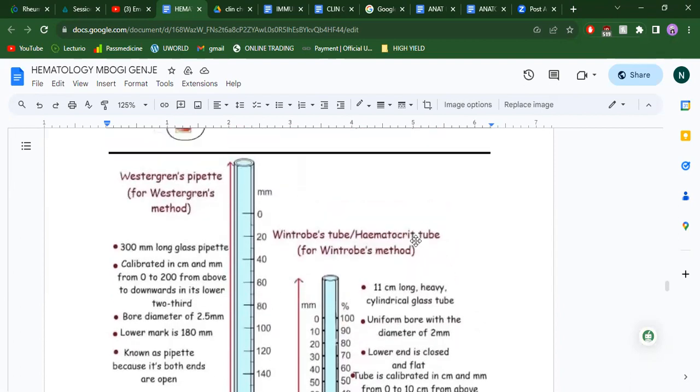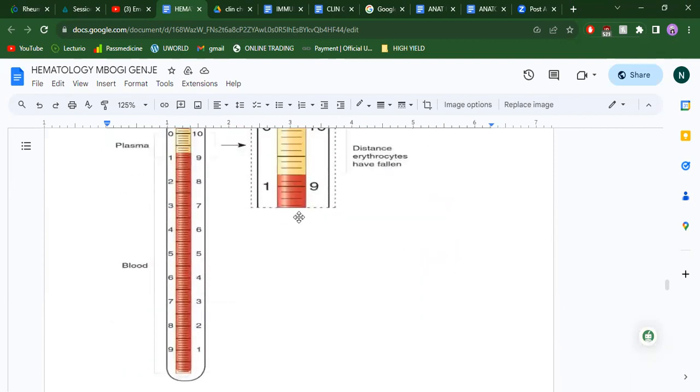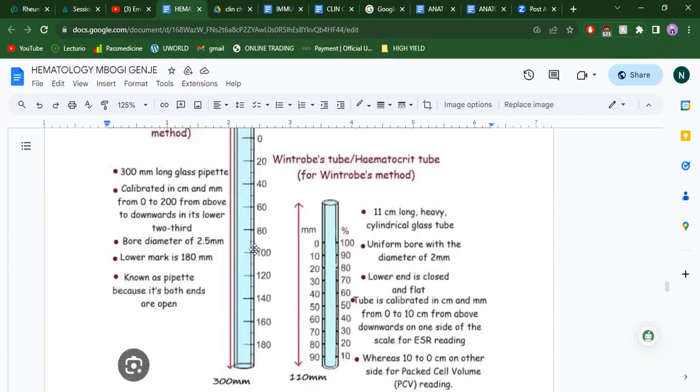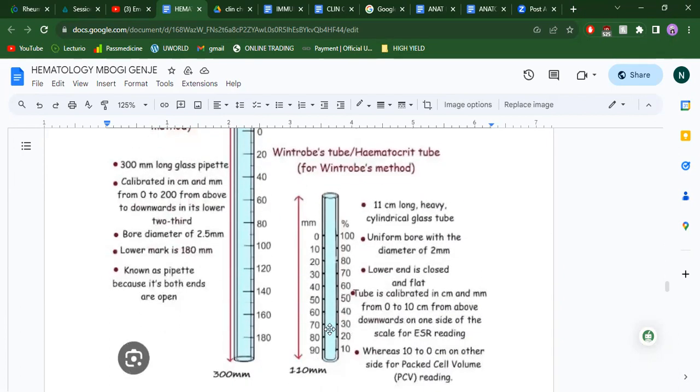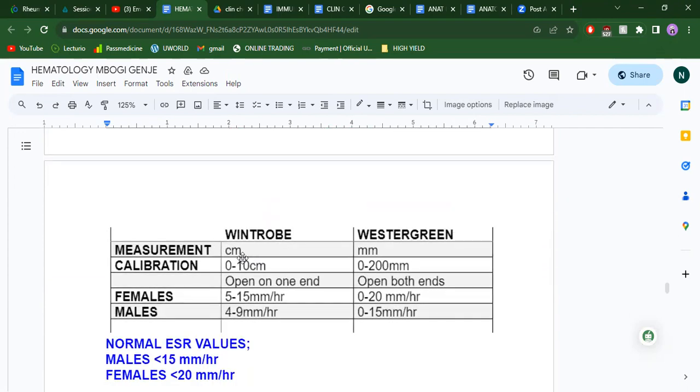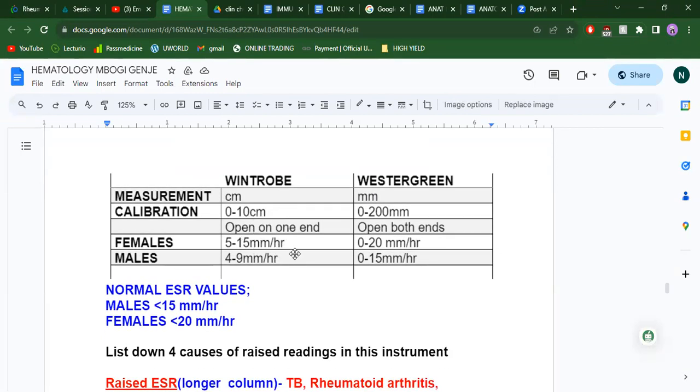Basically, just check where the closure is. I find the closure easy. This one is open at both ends: Western Green. Winthrop is closed. Measurement in centimeters; this one is in millimeters. Calibration 0 to 10, open on one end is Winthrop. Western Green is open at both ends. Then the ESR levels are here.